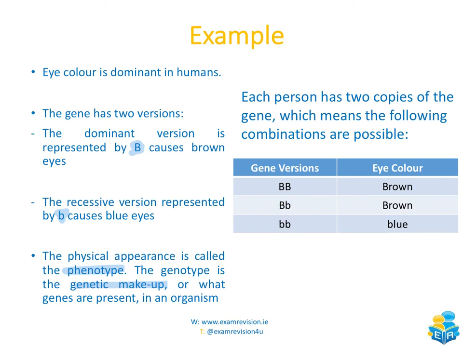And this genotype is two small b's, and we know because there's two recessive versions there, that child is going to have blue eyes. So all of these here are the genotypes. And over here, these are our phenotypes.